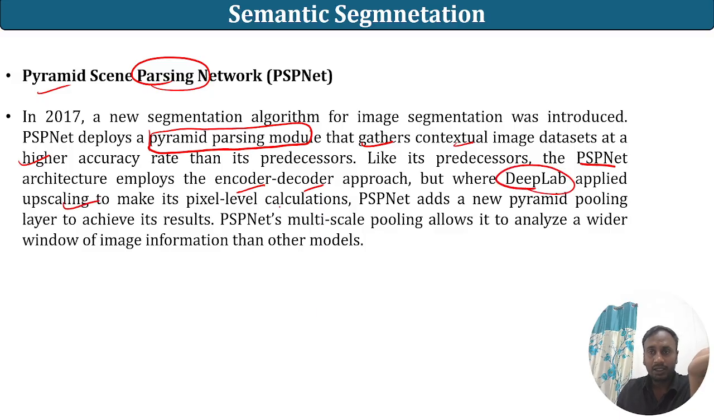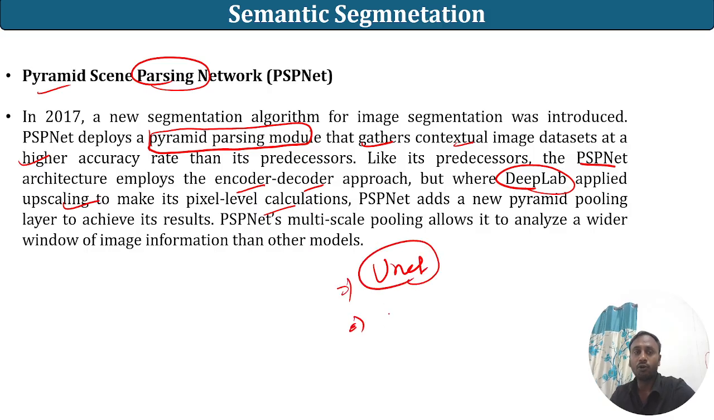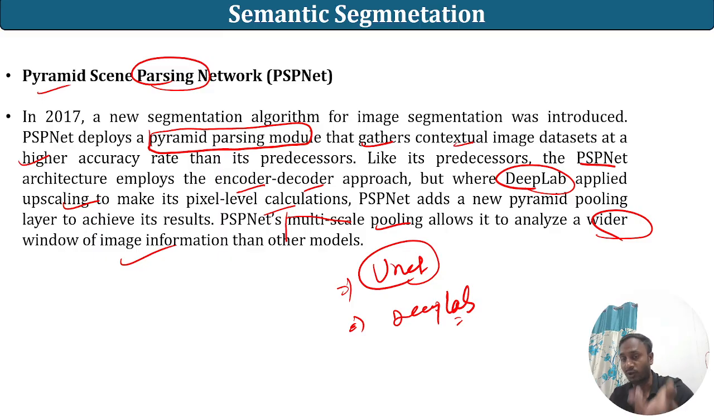But where DeepLab applied upscaling to mix pixel-level calculations, what happens is they mix it up with the U-Net also, then they mix it up with DeepLab also. Then they do multi-scale pooling so that we can get wider range information.